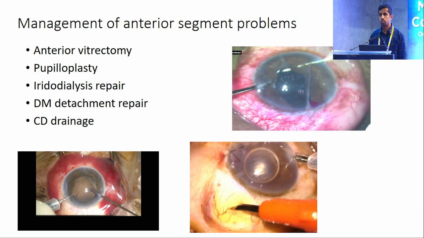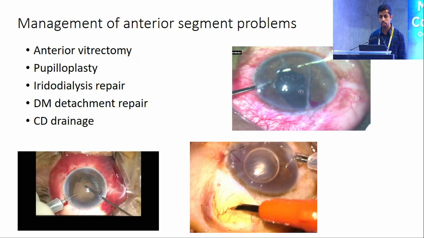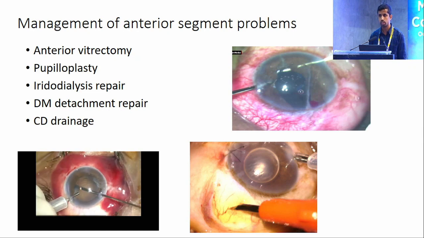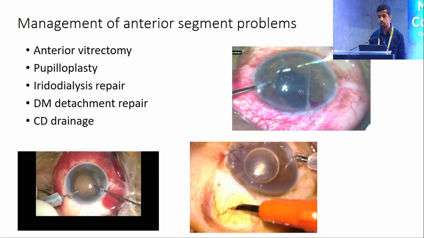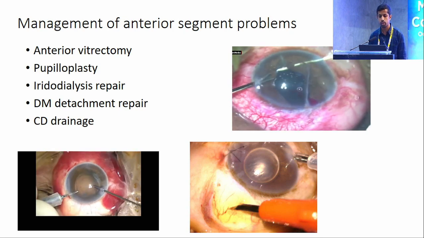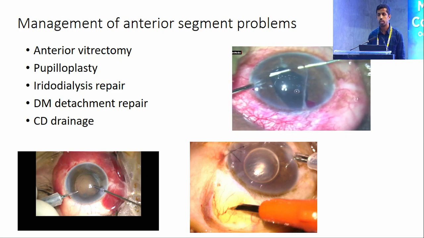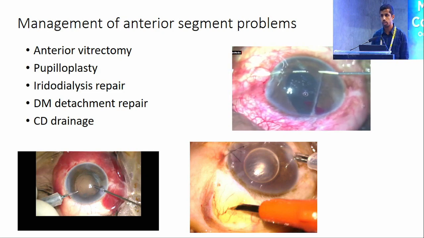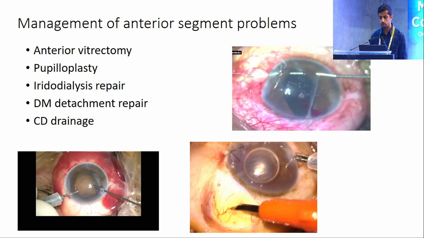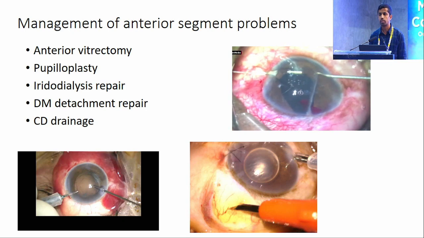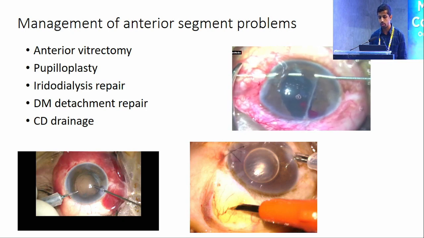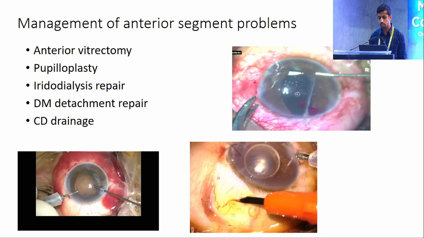Now we'll move on to dealing with complications of the anterior chamber. We have to do a thorough anterior vitrectomy if vitreous is there. If any residual cortical matter is there, that has to be removed. When we have defects of the iris, or a pupil which is not constricting, sometimes we might need to consider doing pupilloplasty or an iridodialysis repair. When Descemet membrane detachment is there, this has to be dealt with before planning any other secondary procedures. If the patient has landed up with a choroidal detachment or a suprachoroidal hemorrhage, a simultaneous CD drainage procedure can be planned.